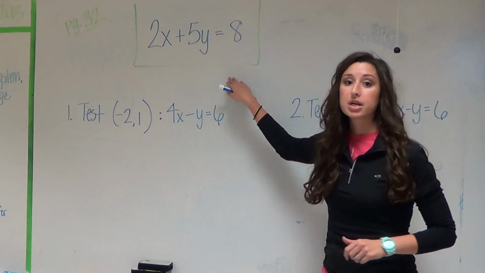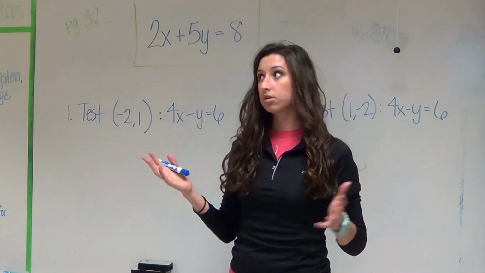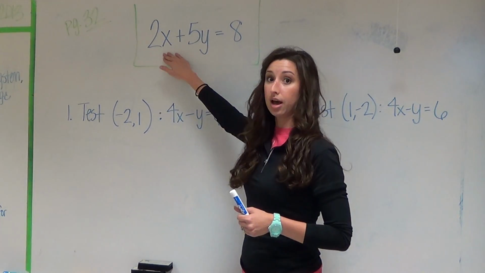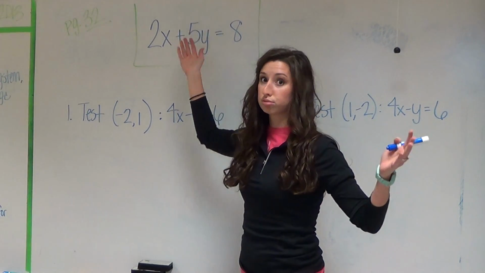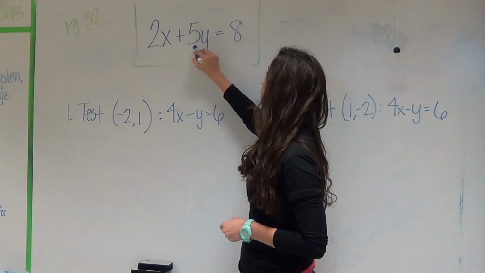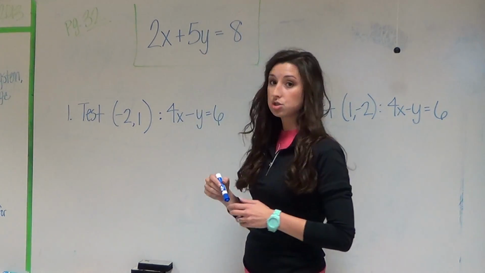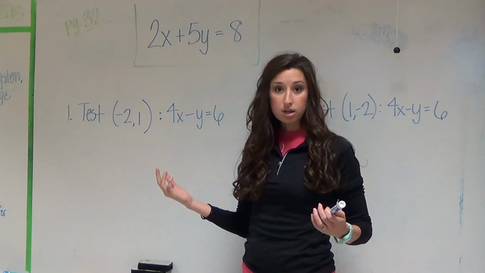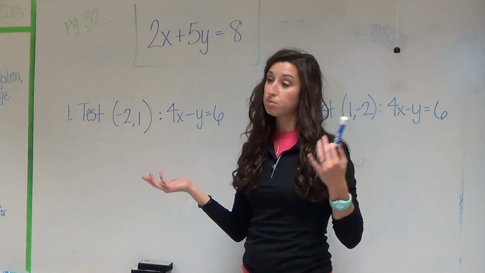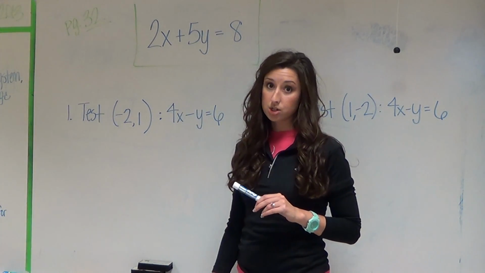We're starting by discussing two variable equations. Basically, a two variable equation is one where you actually have two variables. Pretty self-explanatory. Notice here, we have 2x plus 5y equals 8. Go ahead and write that down on page 32, and notice that we have two different variables. We have an x and we have a y, hence two variable equation.